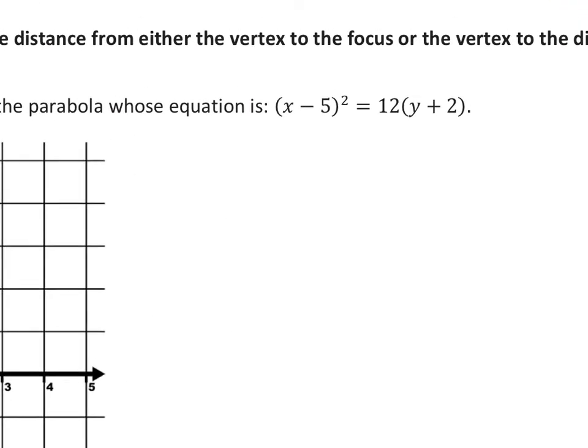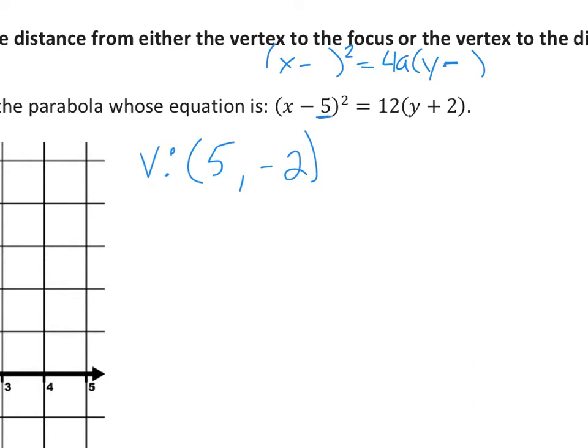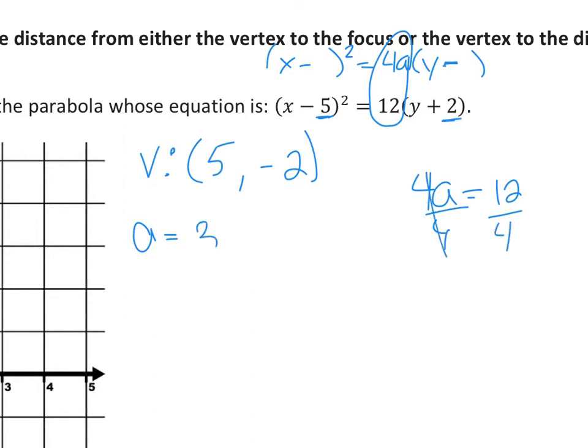Now this is in the form x minus something squared equals 4a times y minus something. No, nothing squared, I'm sorry. So in this formula, you can pull out your vertex. Your vertex is going to be 5, negative 2. It's whatever is next to the x and whatever's next to the y, but with the opposite signs. And then your a value is in line with the 12. So you're going to do 4a equals 12 and divide by 4, and that gives you a equals 3. And this is really all you need to start to find the focus and directrix.